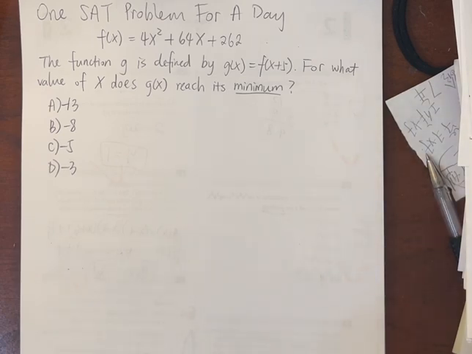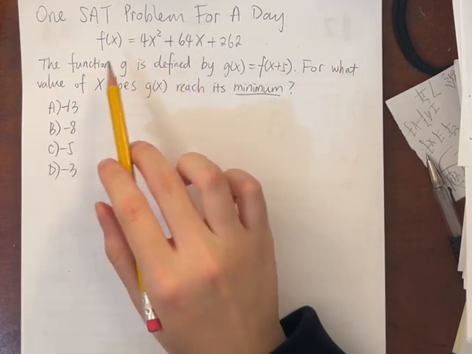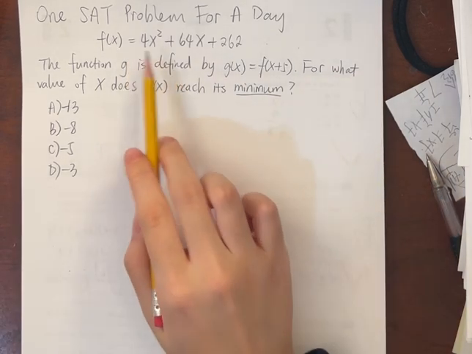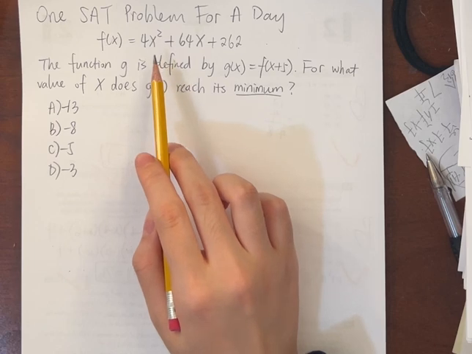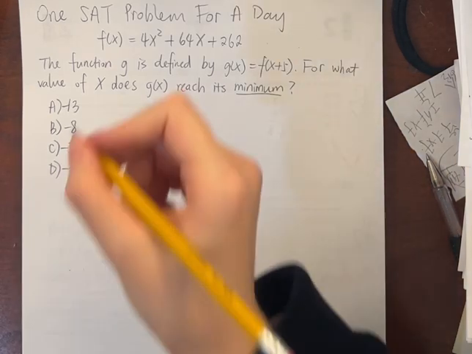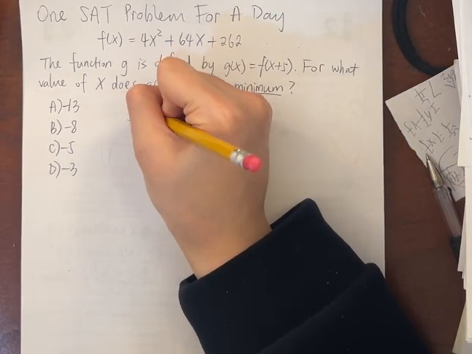It first gives you the function f of x, and then says the function g is defined by g of x is equal to f of x plus 5. For what value of x does g of x reach its minimum? For this type of question, when we take a first glance at the function given to us, we can tell that this is a quadratic equation. For a quadratic function, we're going to ultimately change it into this format.